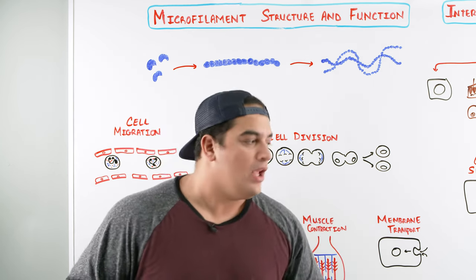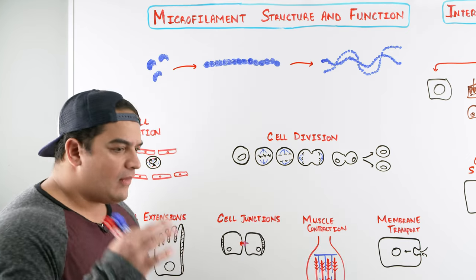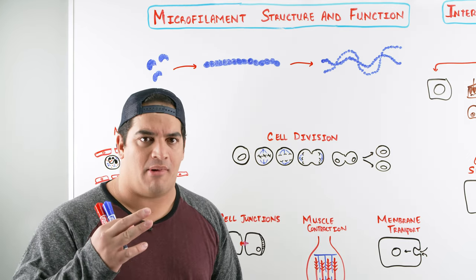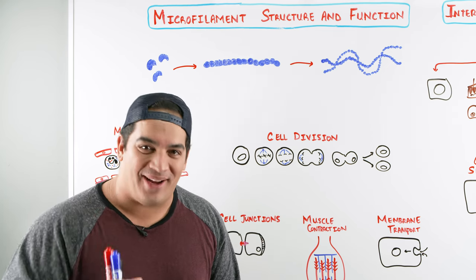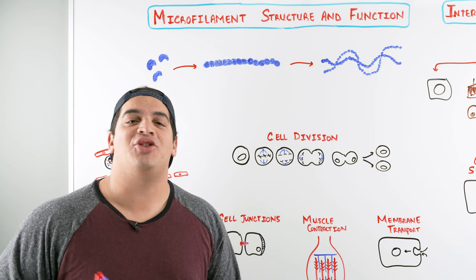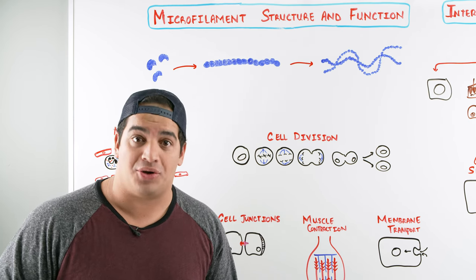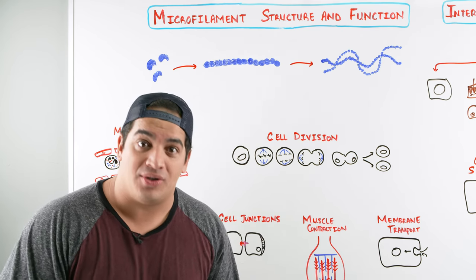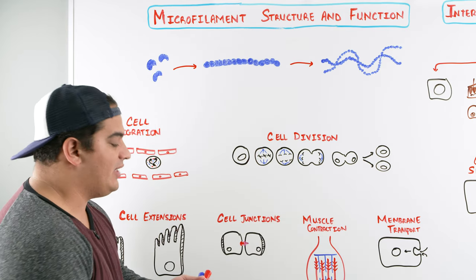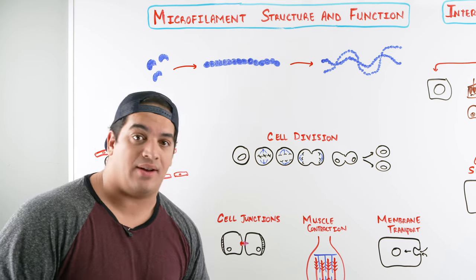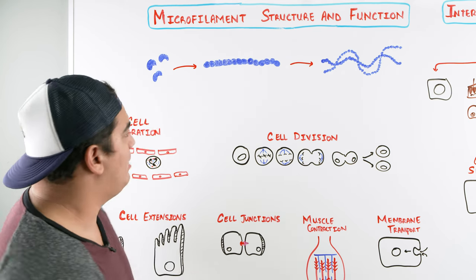All right, let's get started. So cytoskeleton, there's three primary components. What I want you to remember: microfilaments, intermediate filaments, and microtubules. We're going to go through each one of these talking about their structure and subsequently their function. So the first one being microfilaments. The biggest thing to know about these is that they are going to be the smallest of all of the cytoskeletal elements.